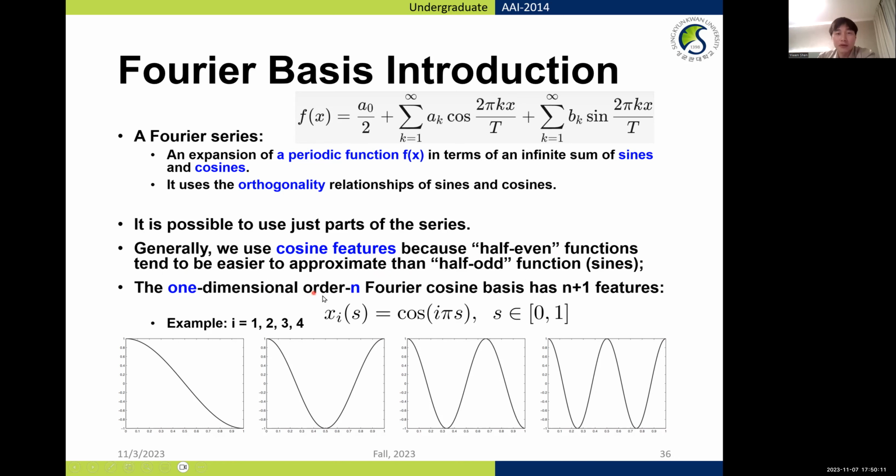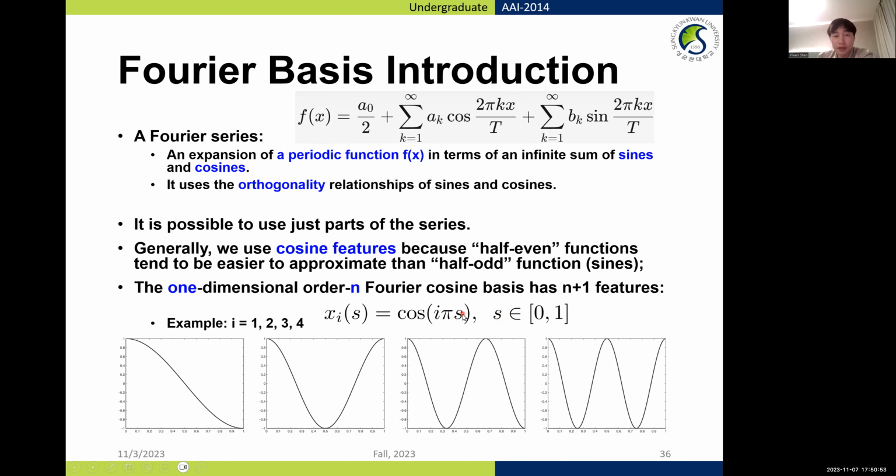So as an example, we consider a one-dimensional order n Fourier cosine basis. It has n plus 1 features. Here, one-dimensional order n: x_i equals cosine(i pi s). This is a very simplified form of the Fourier basis function. s belongs to 0 to 1, so we limit the range of s.